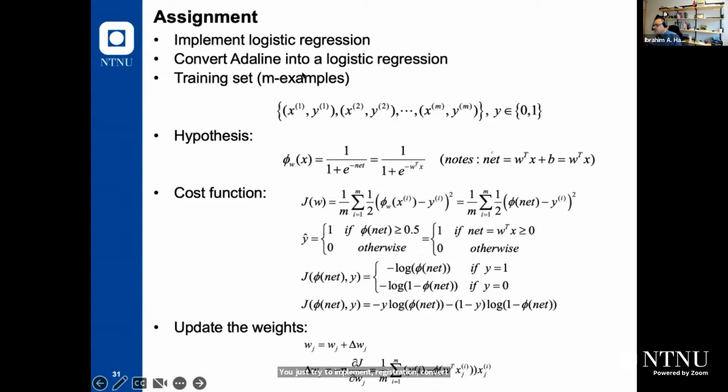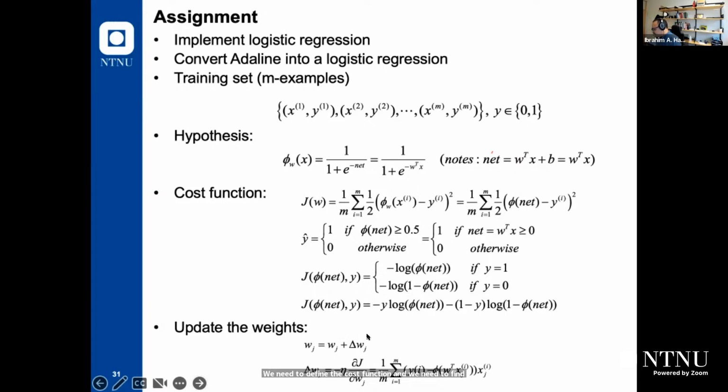So the adaptive linear unit, we use it for regression problems, but if you want to use it for classification problems, you need to define a threshold, right? This is the training set, and we have two classes, 0 and 1. For the adaptive linear unit, we have a hypothesis function. We need to define a cost function, and we need to find a way for updating the weights.